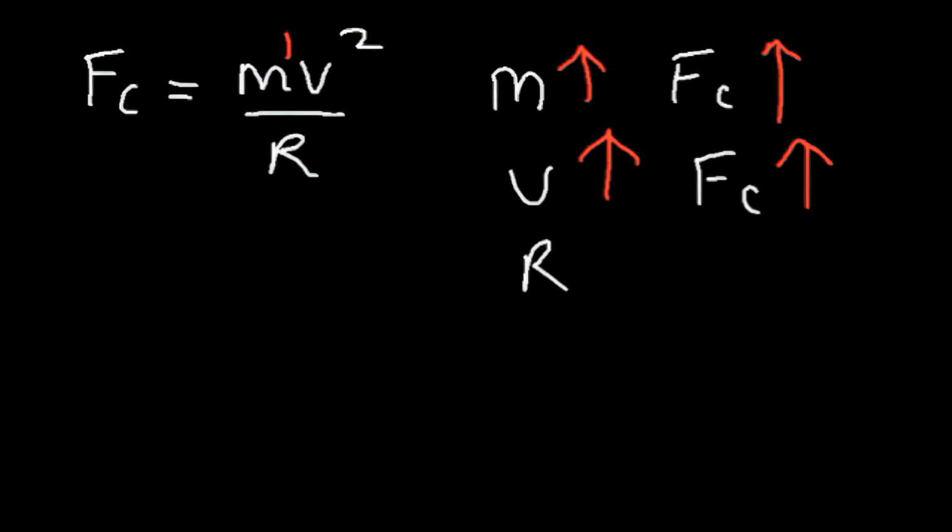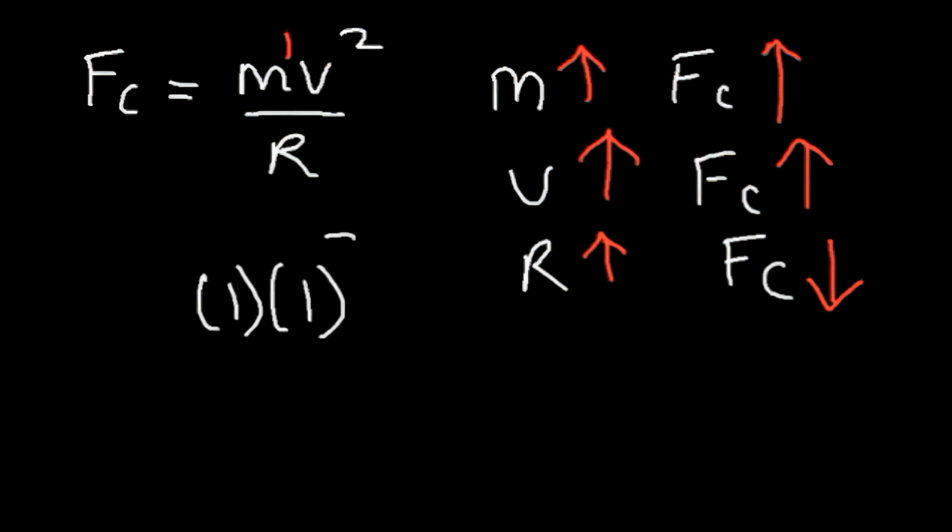Now what about the radius? If we increase the radius, what's going to happen to the centripetal force? Because the radius is on the bottom of the equation, it's inversely related to the centripetal force, meaning that if you increase the radius, the centripetal force will decrease. So if we increase the radius by a factor of 2, how much will the centripetal force decrease by? If we plug in 1 for everything that stays the same, and plug in 2 for r, the centripetal force will be 1/2 of its original value, which means that it decreases by a factor of 2.